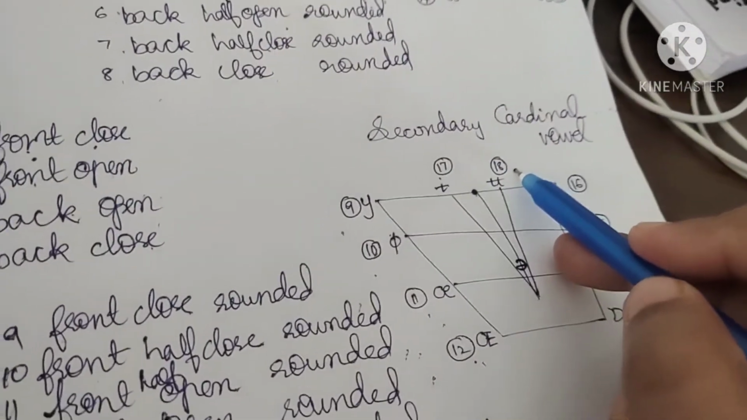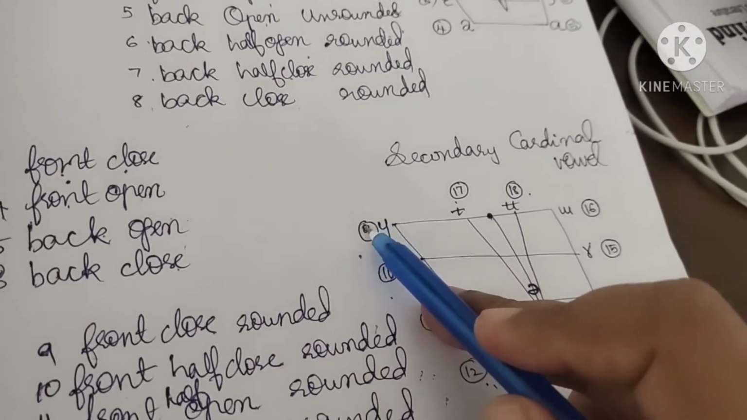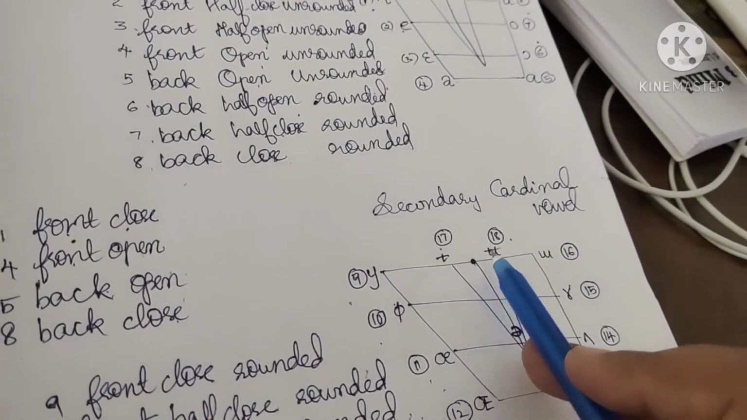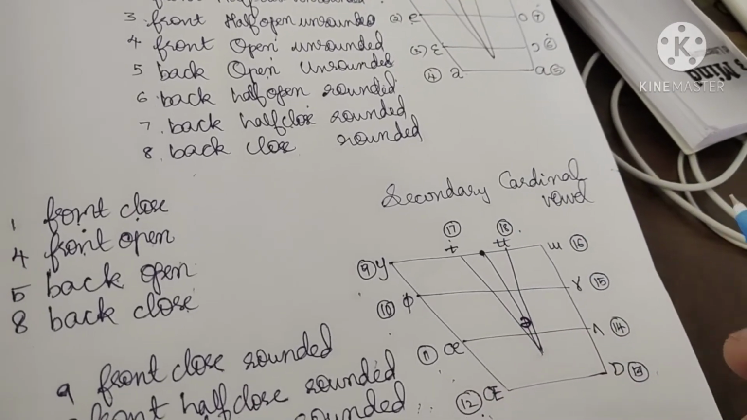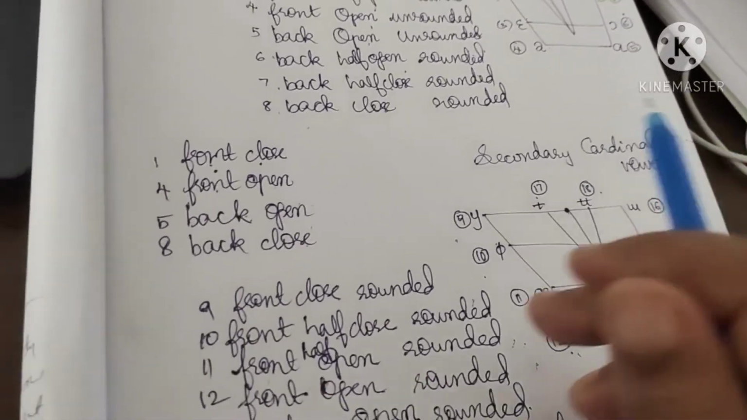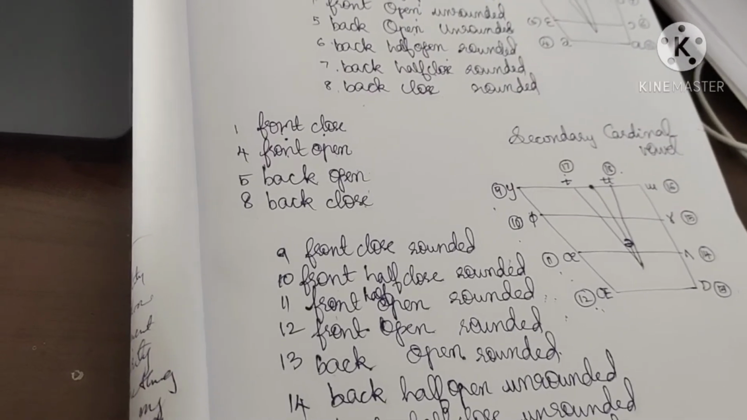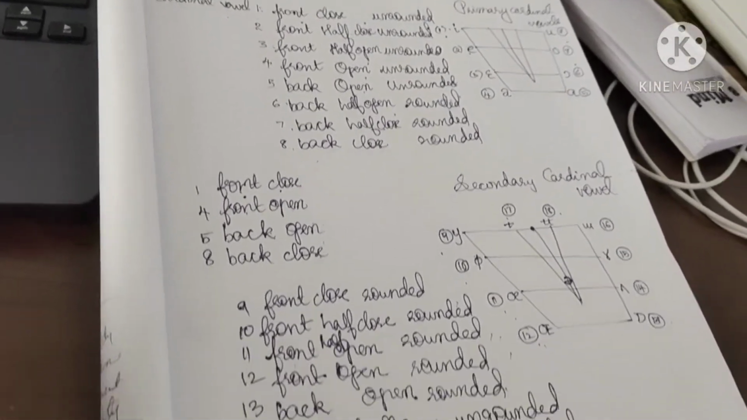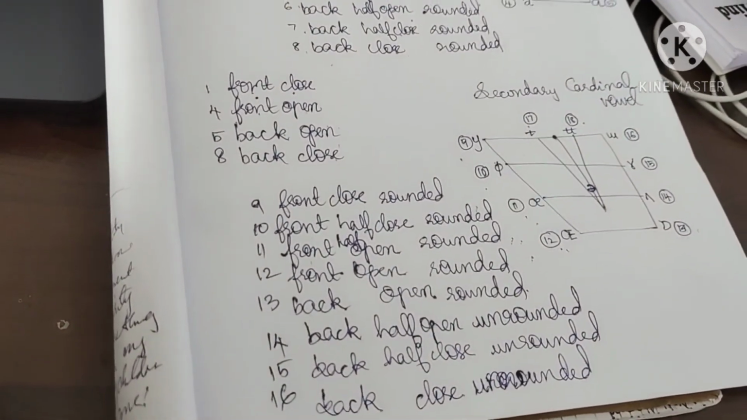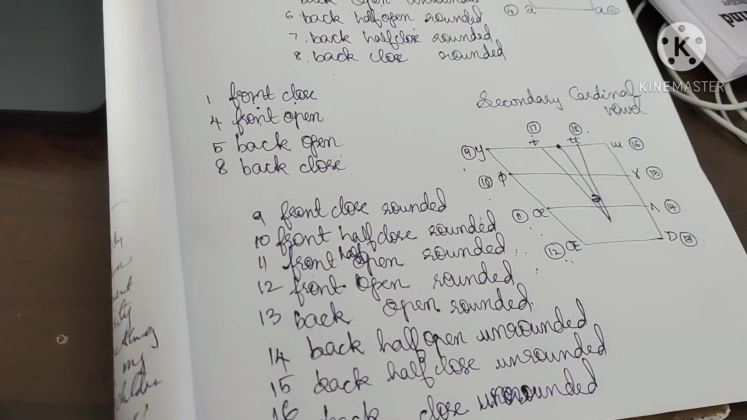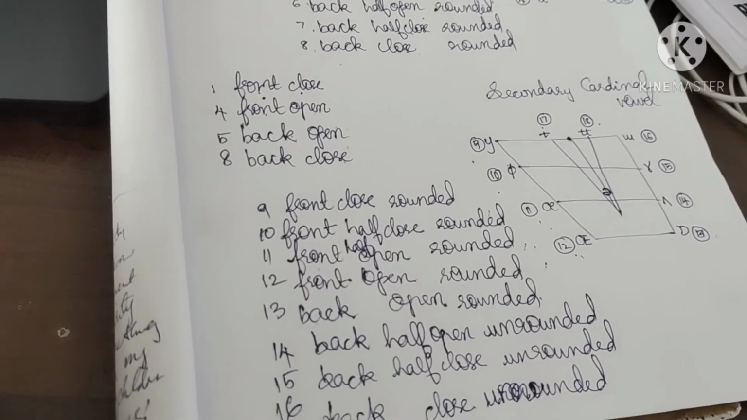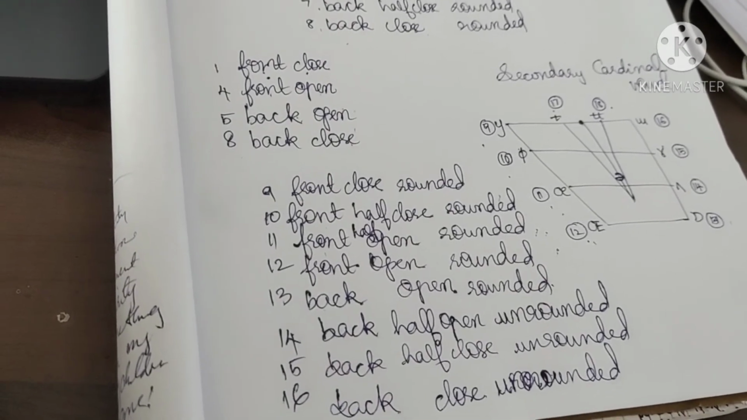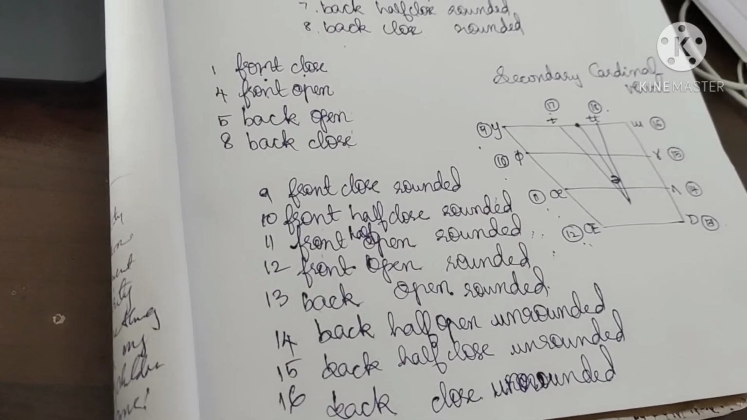And 17 and 18 are intermediate between 1 and 8. In the middle, intermediate between 1 and 8. 17 and 18. So I hope all of you understood this representation of primary cardinal vowels and secondary cardinal vowels. I have just taught you the easy tricks that you can use for your exam to memorize it easily. Okay, I hope you got it. Let's see the other descriptions.